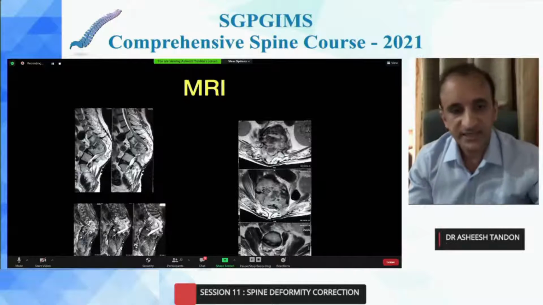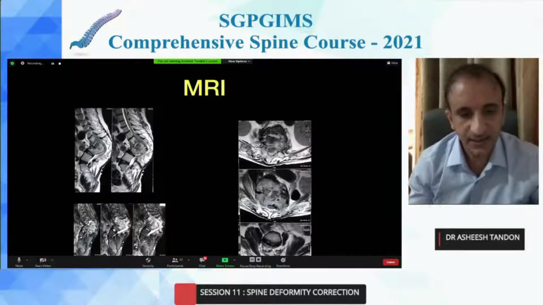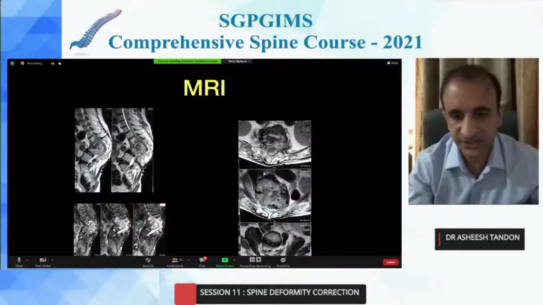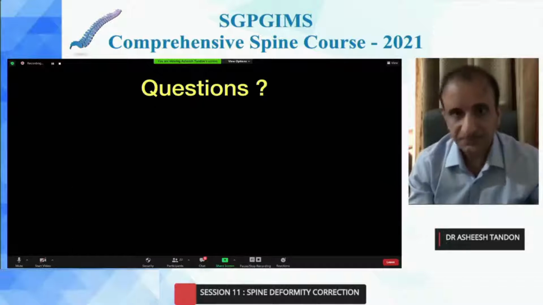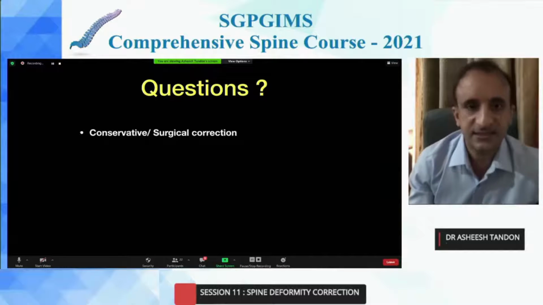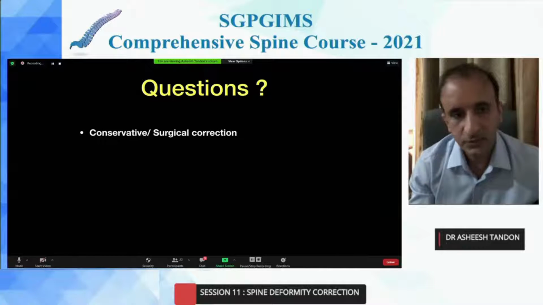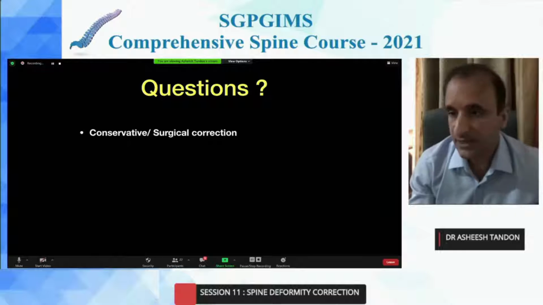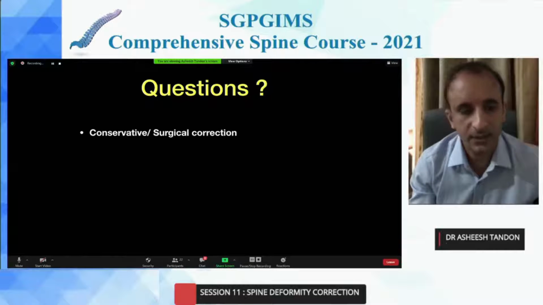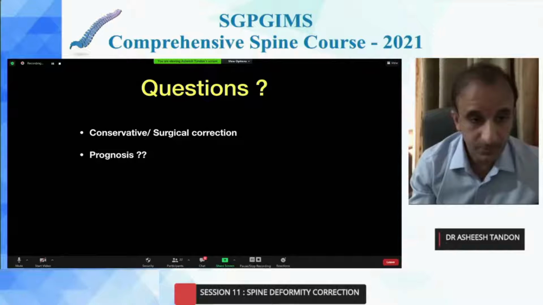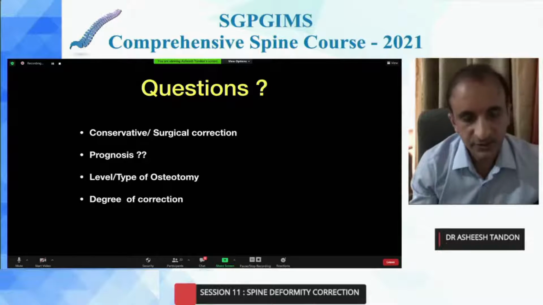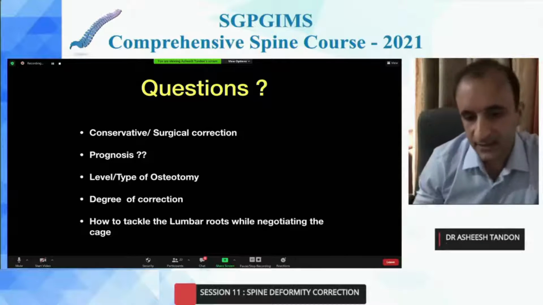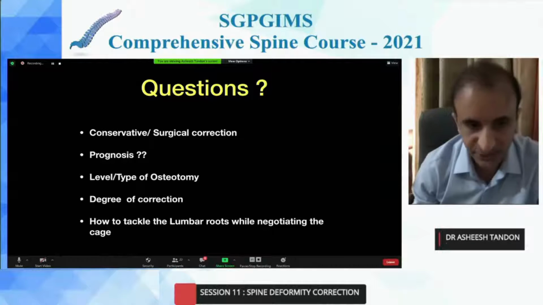We investigated him in detail, and this is the MRI picture. On the left lower side, you will appreciate that there appears to be recrudescence of the disease. So once you have this case, the questions that should crop up are, one, whether you need to go conservative or surgical. Conservative, mainly whether you would be able to provide a reasonable result. What would be the prognosis in the short and long term, the level and type of osteotomy, the degree of correction, and then how to tackle the lumbar roots while negotiating the cage.